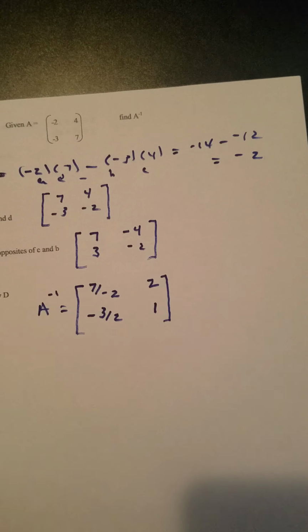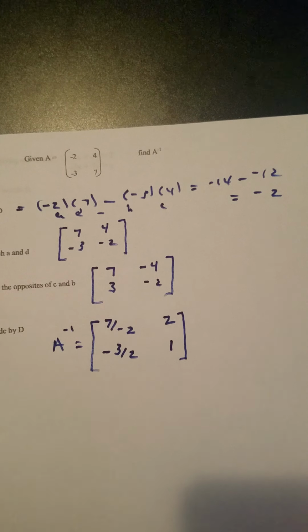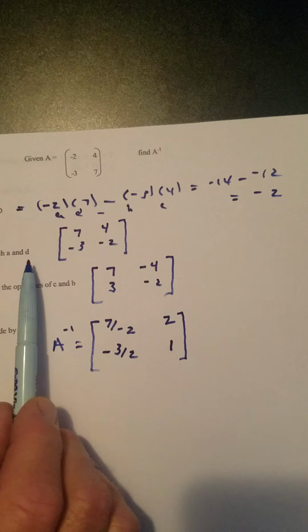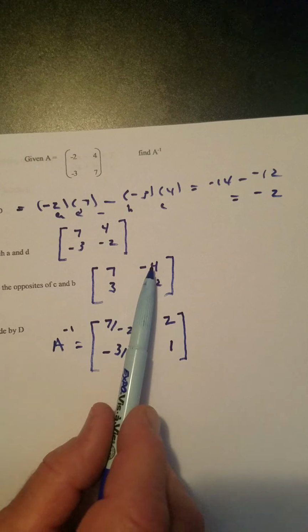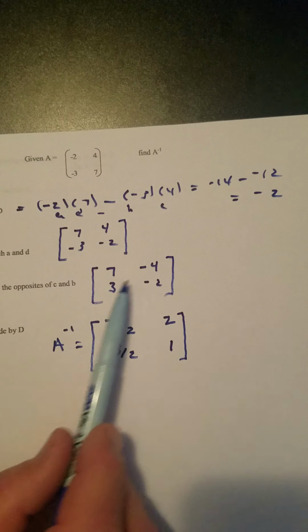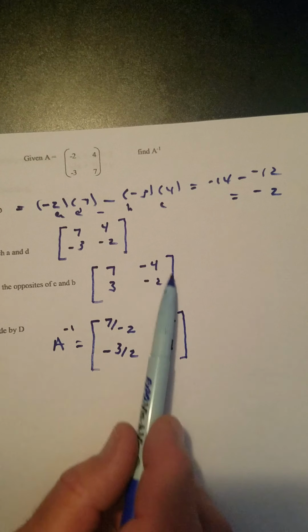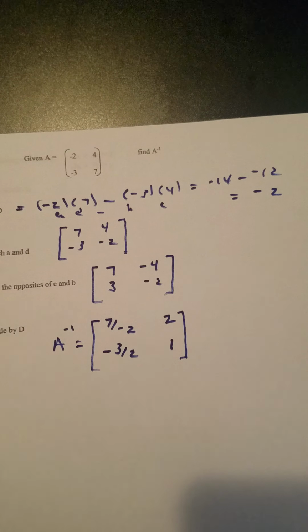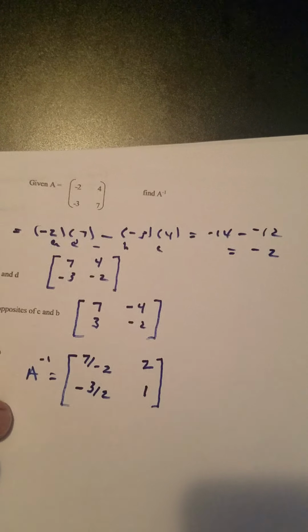Let's review our steps again. Up here, we found whatever D was equal to. Here, we switched A and D. We took the opposite of B and C. So we're working on this diagonal first and that diagonal second. And then we're going to go back and get the negative 2 and divide all those by negative 2 to come up with that inverse. Okay.